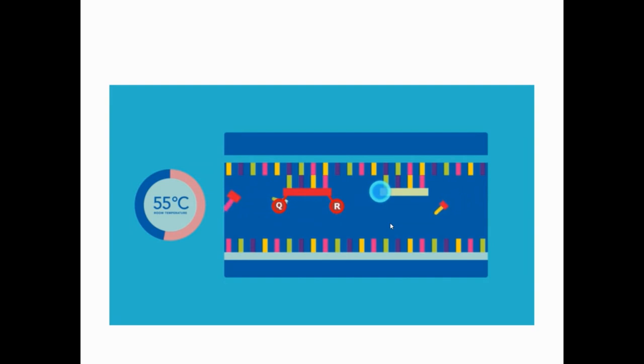Finally, during extension, the temperature slightly rises to 65 to 75 degrees Celsius. During this phase, DNA polymerase extends the sequence-specific primer with the incorporation of nucleotides that are complementary to the DNA template. The DNA polymerase then displaces the reporter molecule from the probe, resulting in fluorescence. The fluorescence accumulates as cycling of PCR continues and is measured at the end of each PCR cycle.